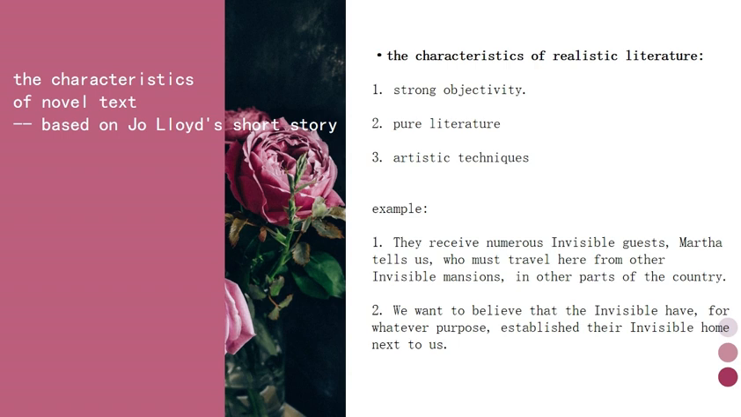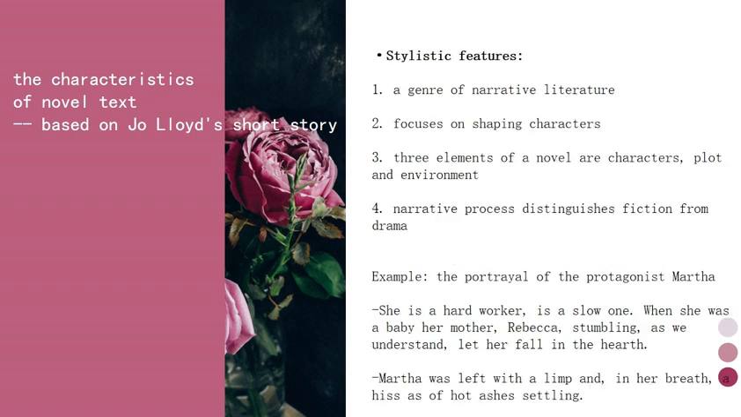And in order to express objectively, we sometimes need to use artistic techniques. This writing feature is reflected in several places in the selected text. For example, they receive numerous invisible guests, Martha tells us, who must travel here from other invisible mansions in other parts of the country. And now let's take a look at stylistic features of fiction.